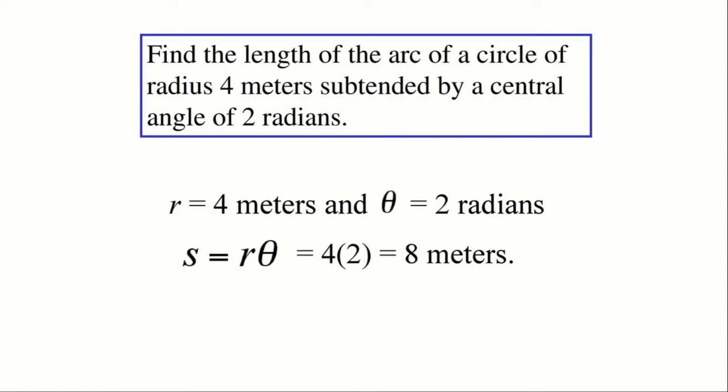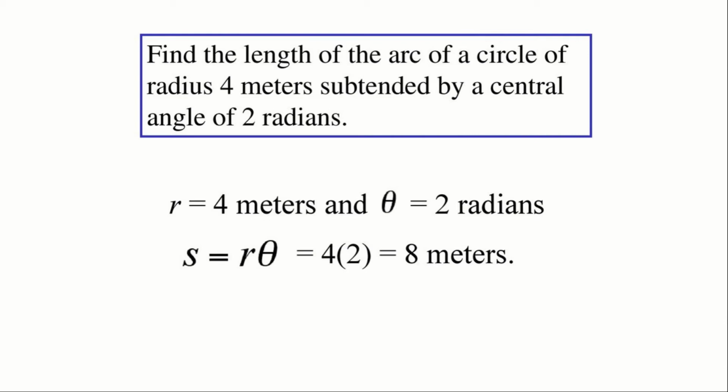So there is a simple method of finding this out. Find the length of the arc of a circle of radius 4 meters subtended by the central angle of 2 radians. So here we need to find the length of an arc. The length of an arc is given by s. The formula is s = rθ.